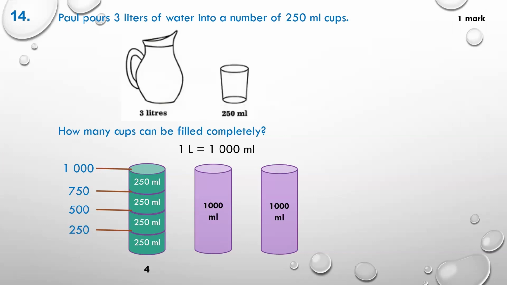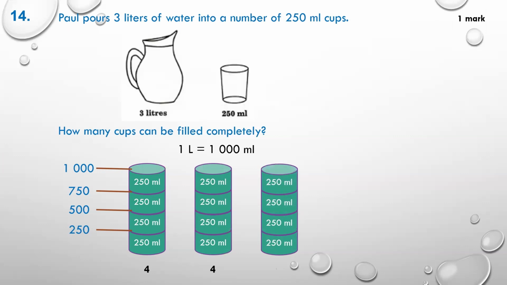So let's bring that up. What happens to the next 1,000 milliliters? How many cups will that give us? Following the same thing, 1, 2, 3, 4. So 4 cups again from the second 1 liter. And for the third 1 liter, it will follow the same pattern: 1 cup, 2 cups, 3 cups, 4 cups. So how many cups are there in all? 4 and 4, 8, and 4, 12 cups. So 12 cups can be completely filled at 250 milliliters by a 3-liter jug.